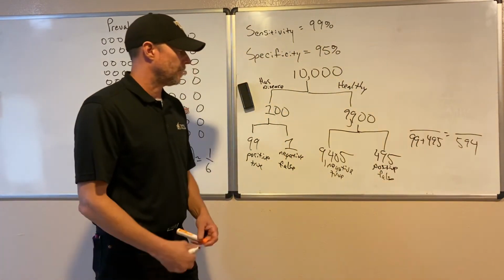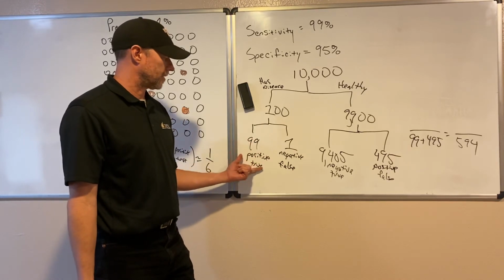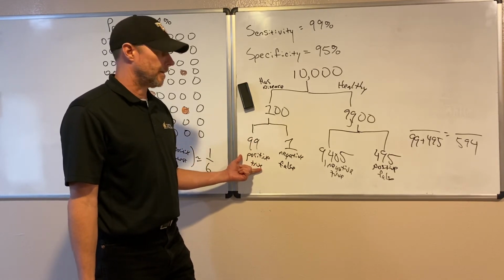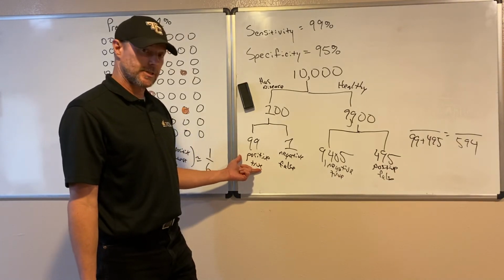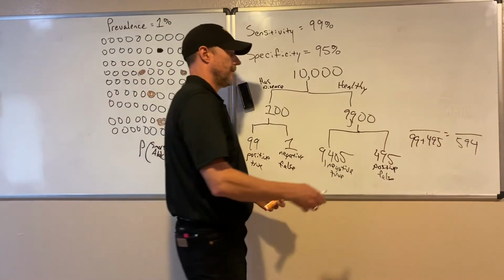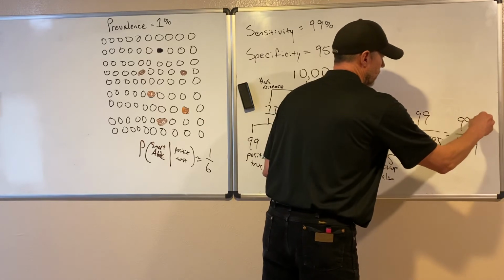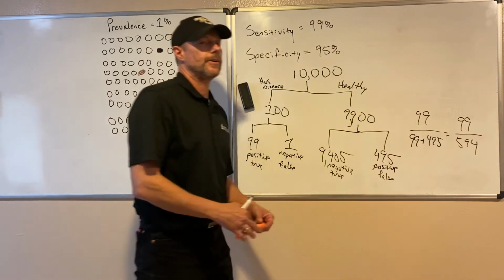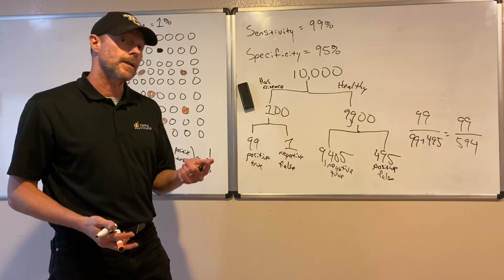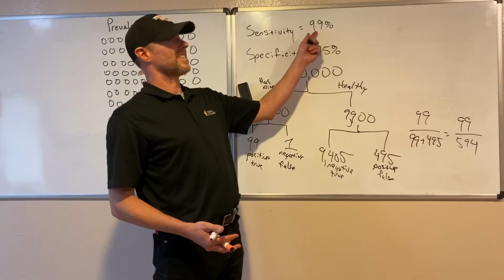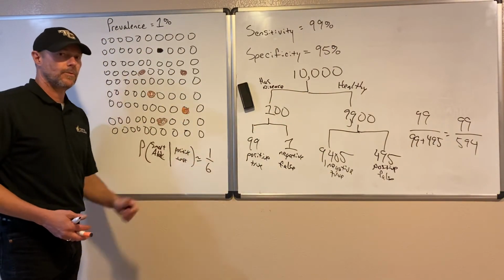And now what we're going to do is figure out what goes in the numerator. Well, I got a positive result, and I want to know what's the chance I have the disease. Well, it's one of these 99 here, because these are the ones with the disease. So 99 goes in the numerator. So we have 99 out of 594 chances to be a smart aleck, even though we got a positive result from a test that's 99% accurate. And notice that that probability is roughly 1/6.